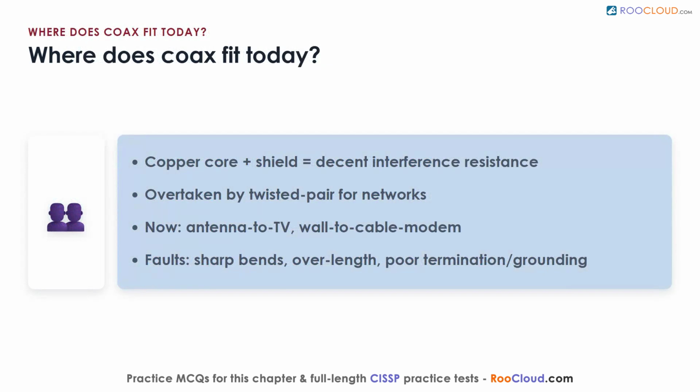How does coaxial cable fit in today? Mostly as a legacy and specialty medium. It has a copper core wrapped in insulation, a braided shield, and an outer sheath, which gives it decent resistance to interference. It once carried local networks widely, but was long ago overtaken by twisted pair wiring. Now you are far more likely to see it linking an antenna to a television or running from the wall to a cable modem than serving as network cable. Its classic weaknesses were bending it too sharply and breaking the core, running it past its length limit, or failing to terminate and ground it properly. Picture an old garden hose you keep around for one specific outdoor tap, not for daily use.